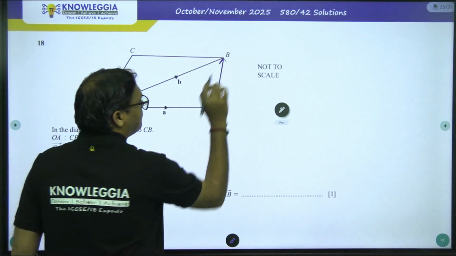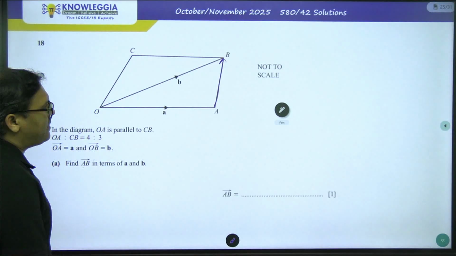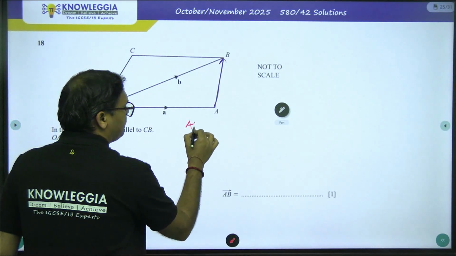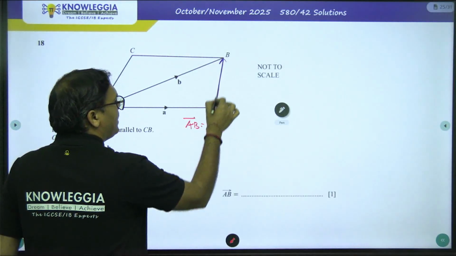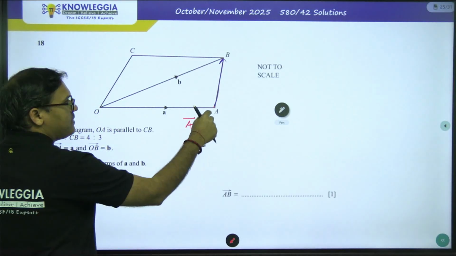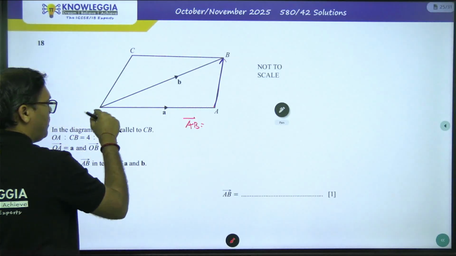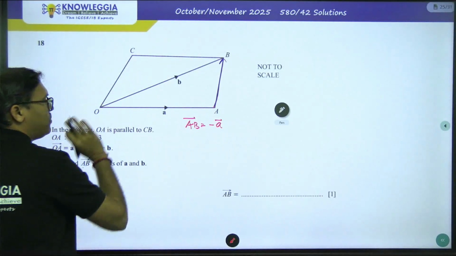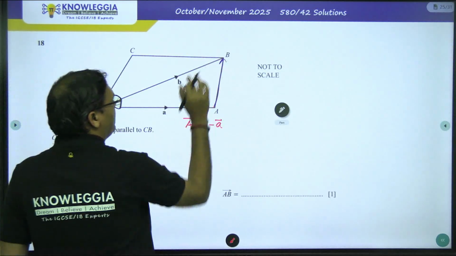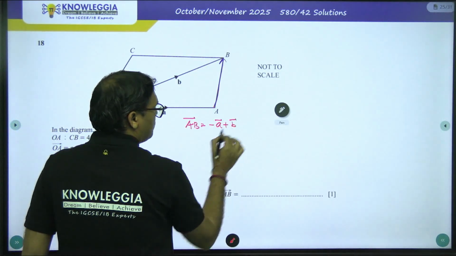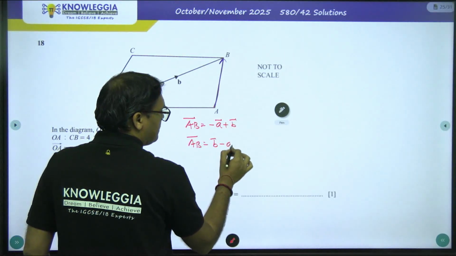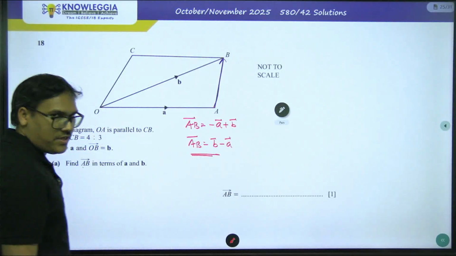That is this vector. Now, if you have to find AB vector, this one is pretty straightforward. What is AB vector? That means you are going from A to B. This is similar to going from A to O, that is minus A because it is opposite to A. Then O to B, that is plus B. So what is AB vector? You can see this is B vector minus A vector. So the first part is straightforward, right?